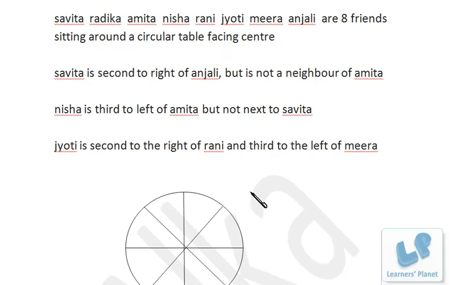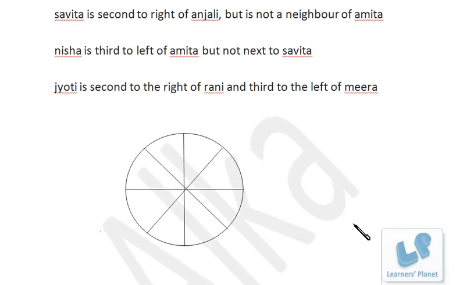Friends, in this session, I am solving this circular arrangement problem, the query sent by a student. Here, 8 girls are there, and they are sitting around a circular table facing center, right? So let's take up each and every information, and we fill up this circular table. I have set 8 positions over here. Now Savita is second to the right of Anjali. Suppose we fix up any position for Anjali, say this, right? Now Savita is second to the right. So Anjali's right is this. So first and second. So this is Savita, right?